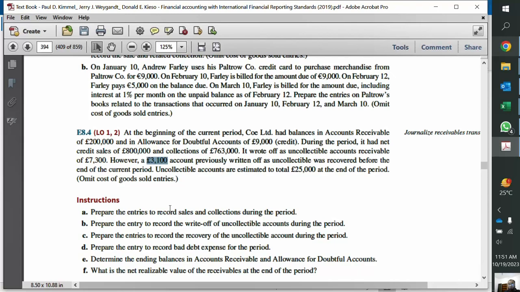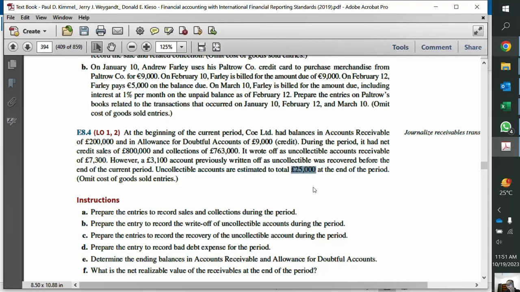So number one, and number two, of course, we have received cash, so cash debit and accounts receivable credit. So these two entries for this one, right? If you are not clear, again read the chapter or see those two or three videos again. And uncollectible accounts are estimated to total 25,000 at the end of the period. So 25,000 is going to be my uncollectible accounts receivable, right?